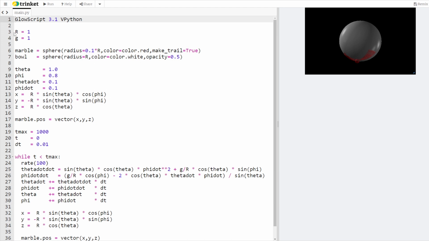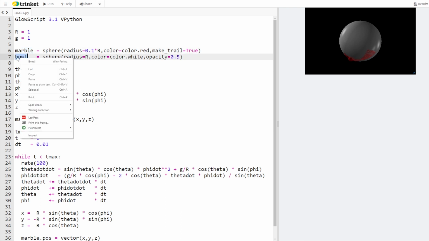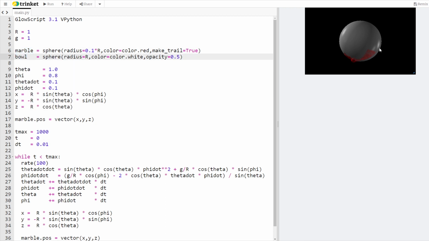We are setting our constants here. Just r equals 1, g equals 1 is easy to start with. I've created the marble. I've created the bowl. We might put bowl in quotation marks there since it's really a sphere. And then I've given some initial conditions. Notice I am avoiding theta equals 0 or pi, like we knew we needed to watch out for. I've set my phi value and then my initial speeds.